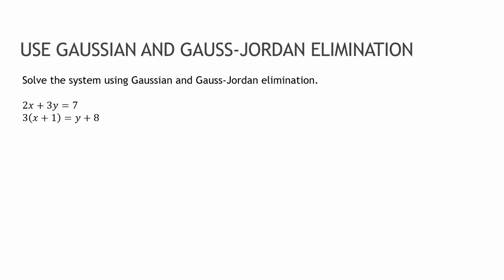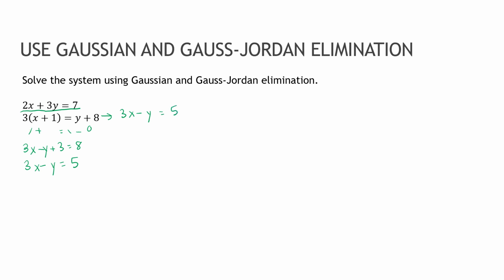The first thing I would have to do, of course, is to write this as a system of equations in standard form. So my first guy is okay, just as he is. But my second one, I'd have to do a little bit of work. This is 3x plus 3 equals y plus 8. That's 3x minus y plus 3 equals 8. Subtract the 3. 3x minus y equals 5. So this guy is actually 3x minus y equals 5.